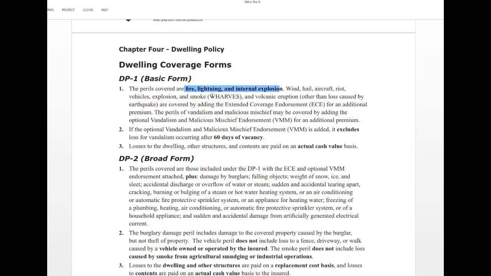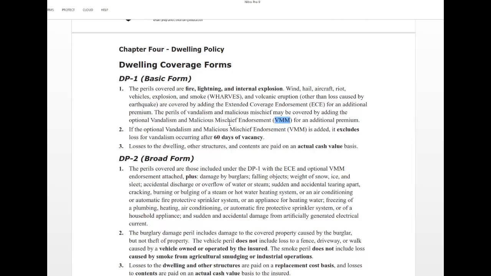Here's the mnemonic. And then there's an extended coverage, ECE, that you can get if you want for additional premium. I'm not sure why they add it here, but it's just like another endorsement that you can get on your insurance. And vandalism and malicious mischief may be covered by adding another one. It's VMM, vandalism and malicious mischief endorsement. So that's another endorsement, right?